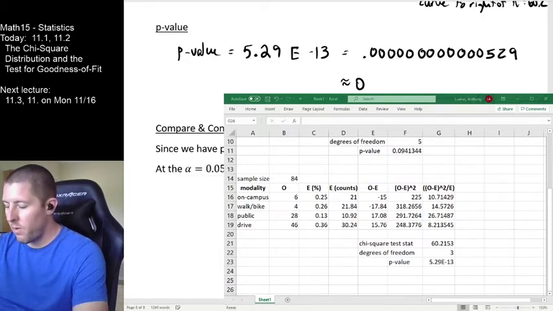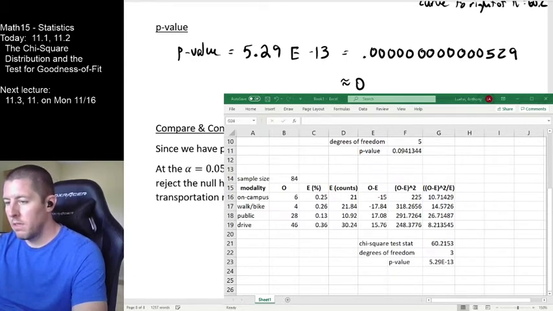Our p-value, I think what I want to say, is approximately 0. That's what I think is most appropriate to say right there. So we reject the null hypothesis and conclude that, let me say this carefully, the distribution of campus transportation modalities for full-time CR students does not match the statewide distribution.